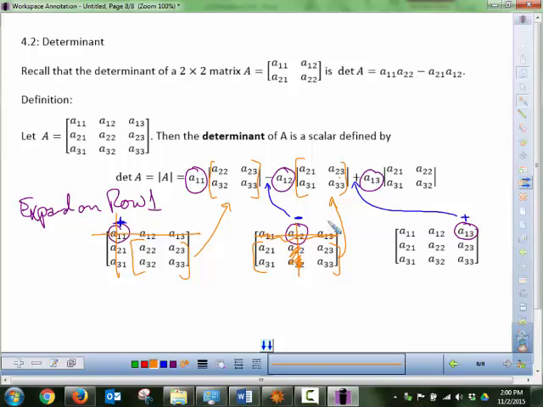If the determinant of the minor is -5, do we put -5 or minus minus 5? Minus minus 5. It's the negative of whatever that number is. And then the last one over here, when you cross this out, you get this 2 by 2 matrix over here.